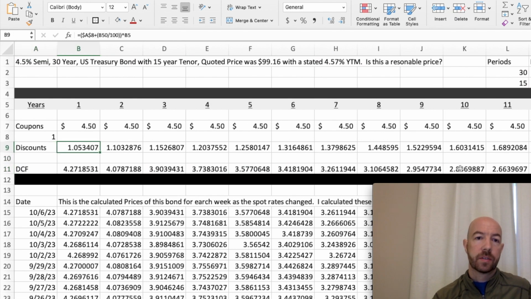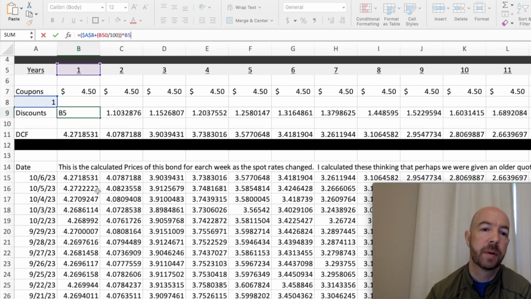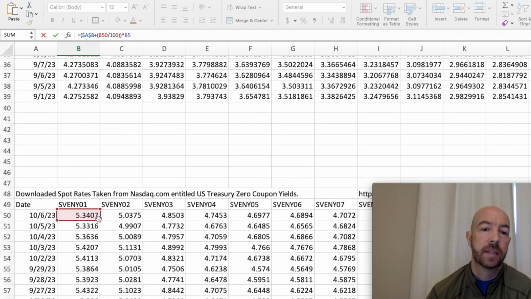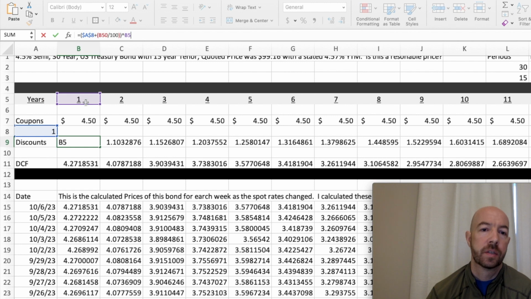Here are the discounts. I'm taking 1 plus, starting with the blue, plus B50 divided by 100. What's B50? B50 is the rate. They gave it as whole numbers, right? This is a 5.3407% 1 year spot. So you've got to divide that by 100 to turn it into a decimal, and then you raise it to the power of the corresponding period.